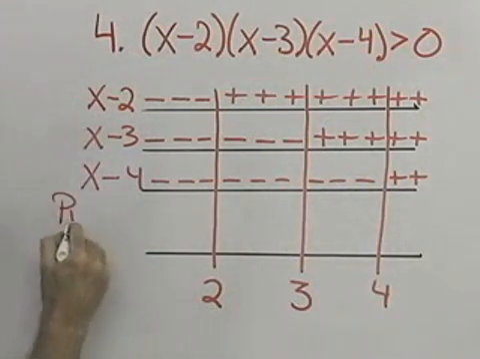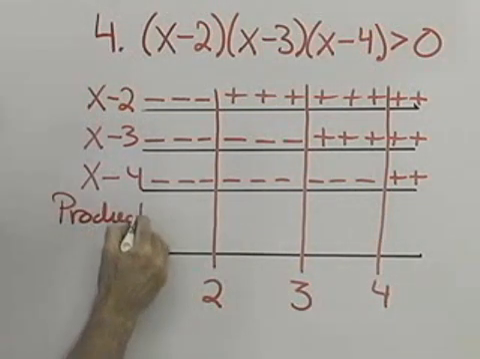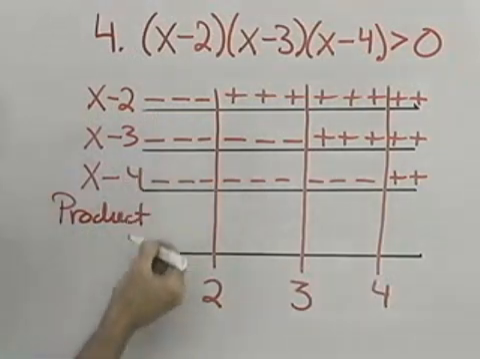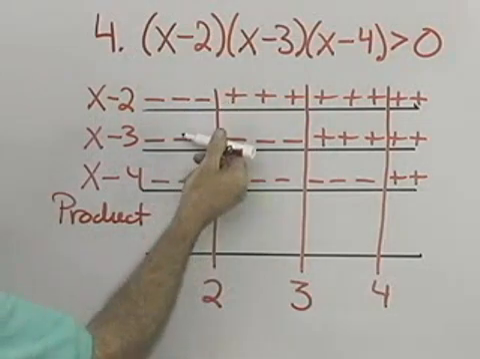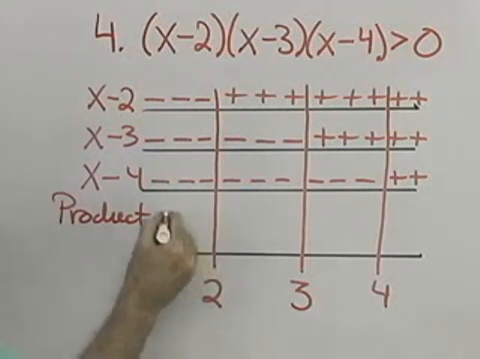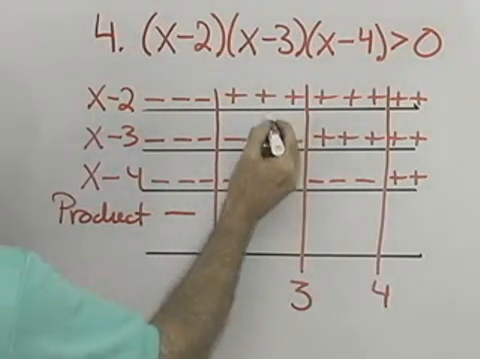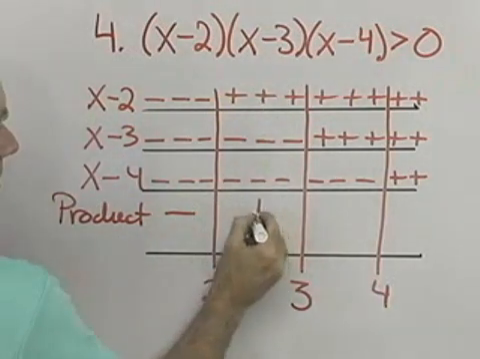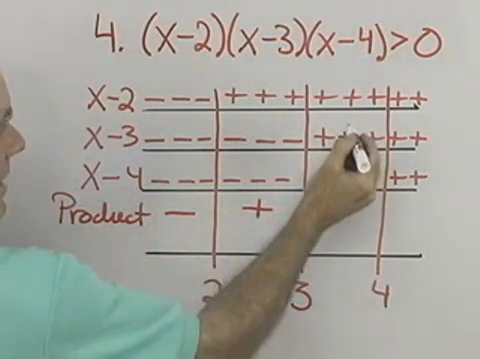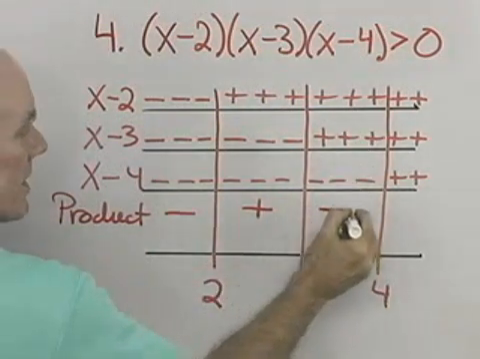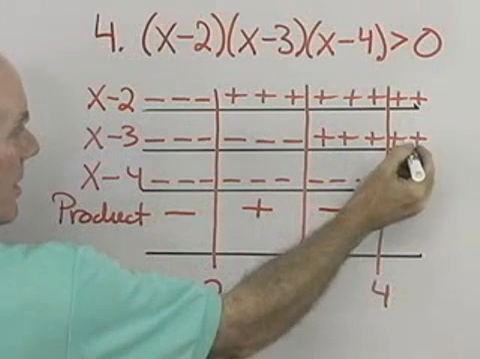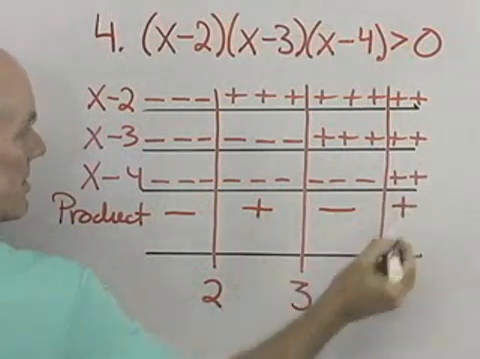So how about my product of all three of these factors? Well, let's see. A negative times a negative times a negative will be negative. A positive times a negative times a negative will be positive. A positive times a positive times a negative will be negative. And a positive times a positive times a positive will be positive.